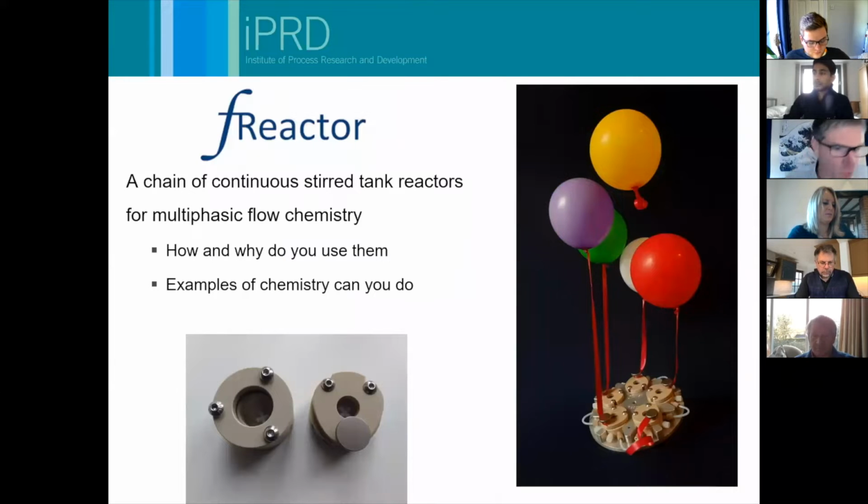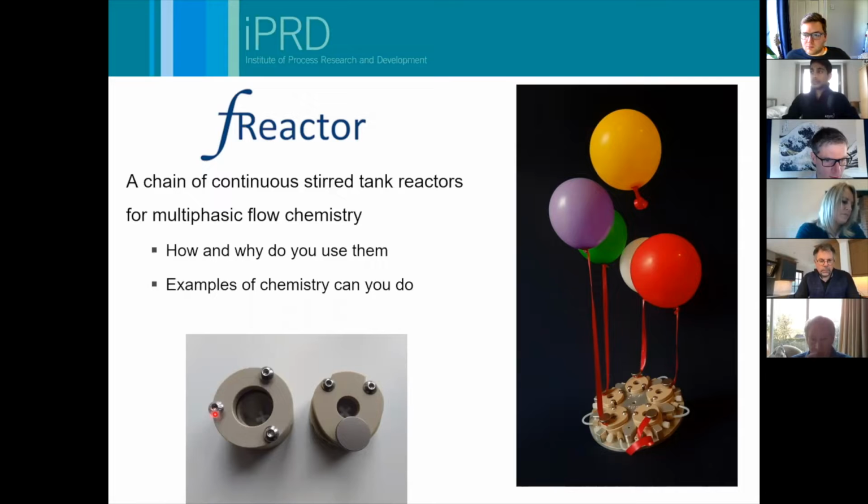What I'm going to try and get over to you today is what we've been doing around flow chemistry and more about the fReactors themselves. The single fReactor unit that I showed you is a single continuous stirred tank reactor, and you can see two of these down at the bottom of the screen. This is our standard size fReactor, with a volume of about 1.8 milliliters, and this one has a volume of roughly 8 milliliters.